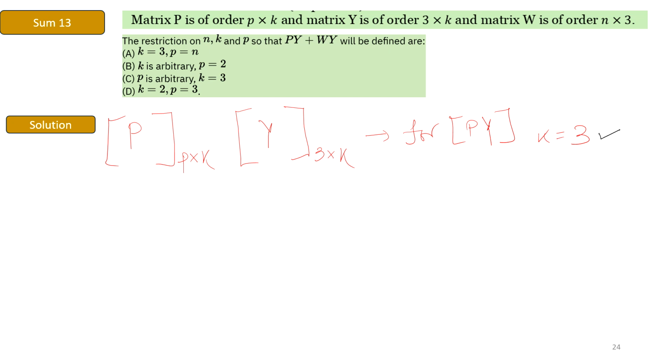Since matrix P is a p by k matrix and Y is a 3 by k matrix, for PY to be defined, k has to be equal to 3. The matrix WY can be defined, irrespective of the value of n and k.